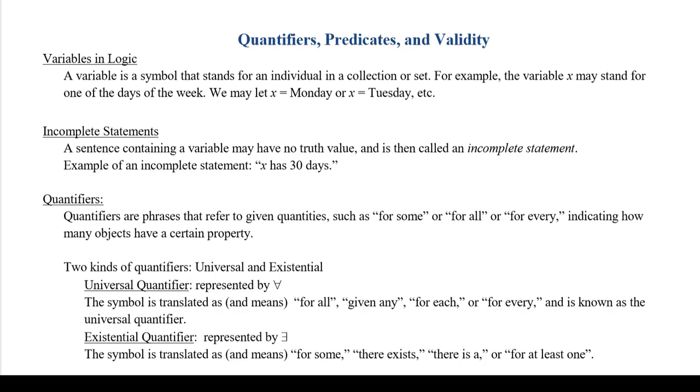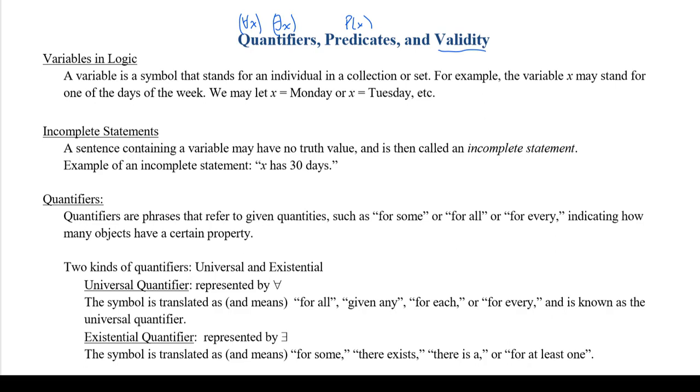Hello, in this section we'll cover quantifiers, predicates, and validity. So briefly here, we're going to be talking about the quantifiers "for all x" or "there exists x" in an argument or in a sentence, and the predicate P of x, and then we're going to see the validity, or the truth value, of this propositional well-formed formula. So the validity means the truth value of this well-formed formula.